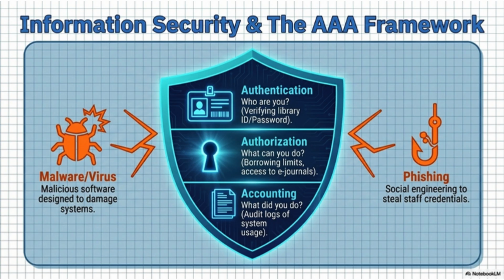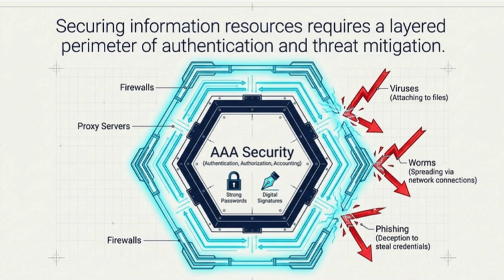First, authentication. It verifies the identity of the user. Second, authorization. It determines exactly what files that specific user is actually permitted to access. And third, accounting. It keeps an immutable log of every single action they take while inside the system. So to enforce that AAA framework at the perimeter, networks use firewalls and proxy servers. And I want to make sure we differentiate these.